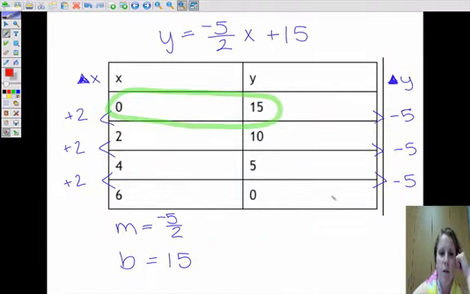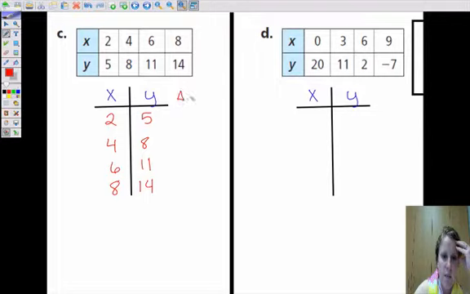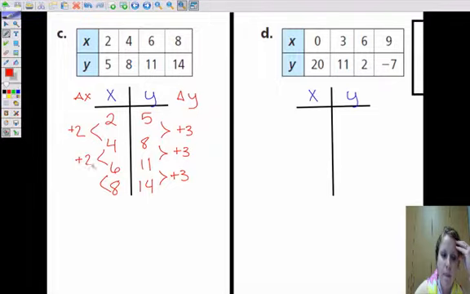Let's do one more, and you'll notice in this table, 0 is not given. So we have 2 goes with 5, 4 goes with 8, 6 goes with 11, and 8 goes with 14. I like to write tables like this better, I don't like them when they're horizontal, because then I can add my columns, my change in y, my change in x. And here I see that I'm going up by 3. And over here, I'm going up by 2. So I know that my slope is going to be 3 over 2.